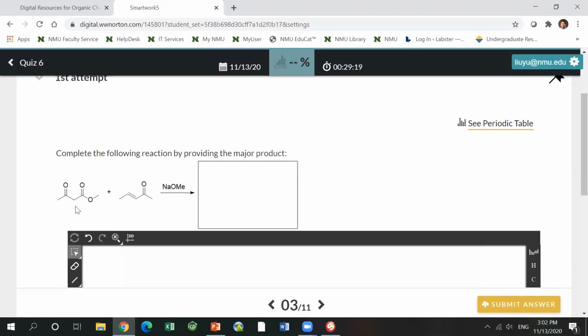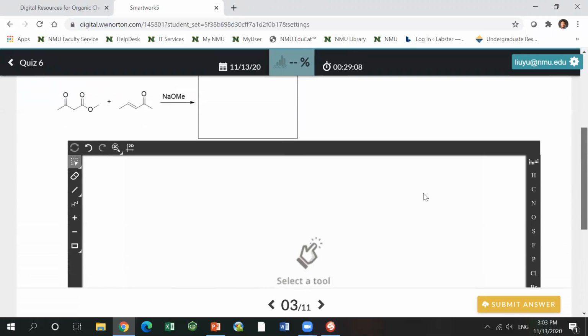But here, because the acid is a relatively weak nucleophile, we will do 1,4 addition. Instead of 1,4, in reality it is like a 3,4 addition.